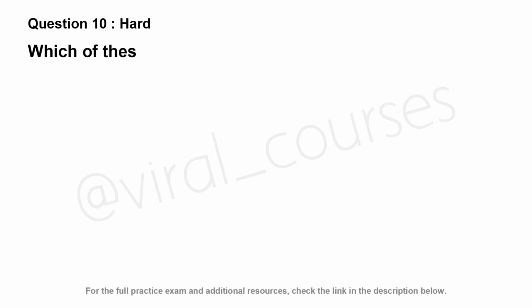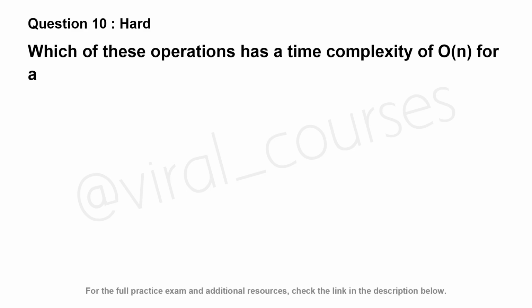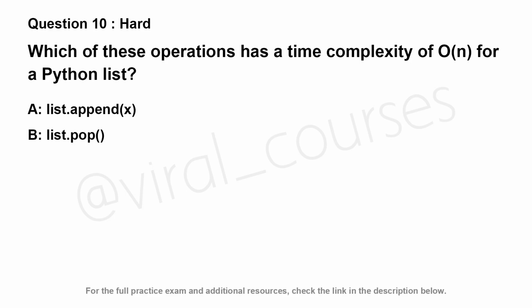Which of these operations has a time complexity of O(n) for a Python list? Option A, list.append(x). Option B, list.pop(). Option C, list.insert(0, x). Option D, list[i].